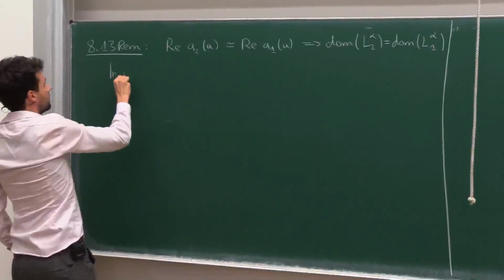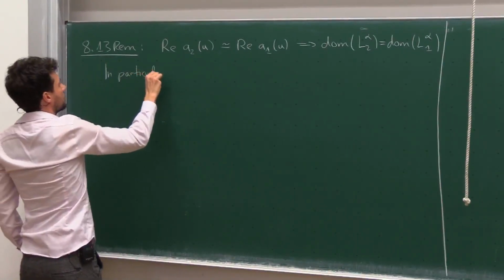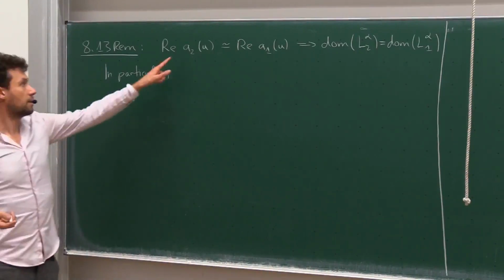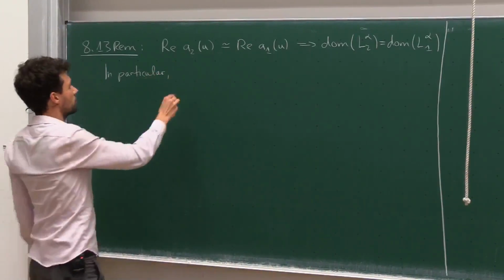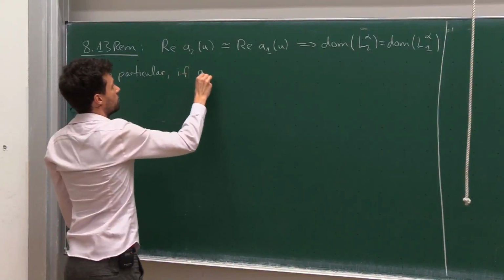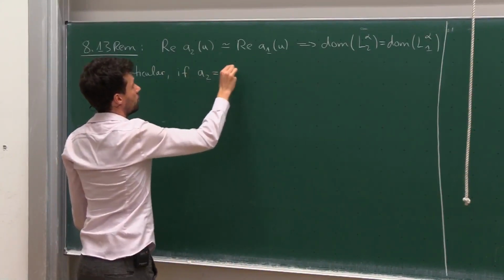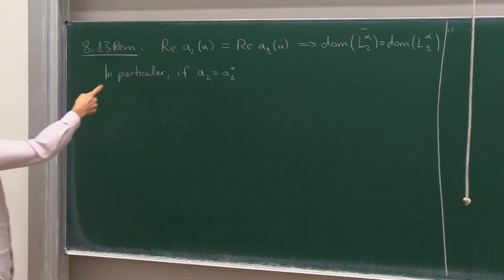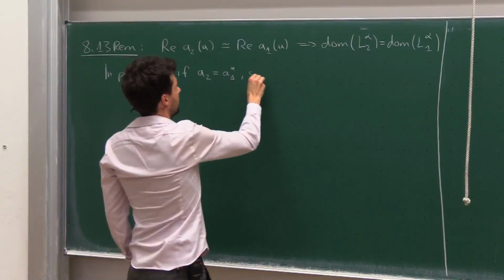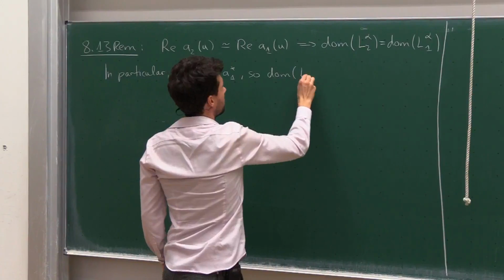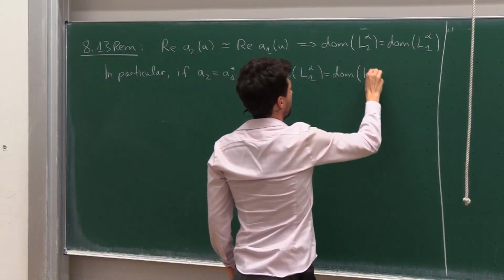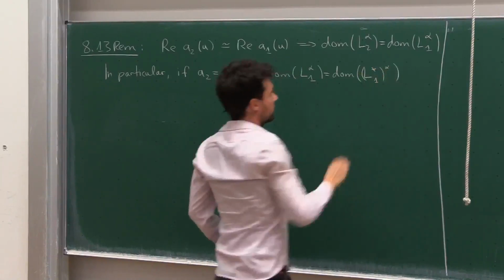When does that happen? Well, if I'm given any sesquilinear form A1, this assumption is always true if A2 is the adjoint form, because for the adjoint form you have the same real part. Okay, so in particular, if I take A2 to be the adjoint form of A1, then I get that the domain of L1 to the alpha is the same as the domain of L1 star to the alpha.